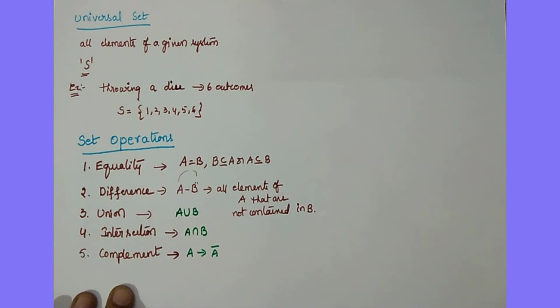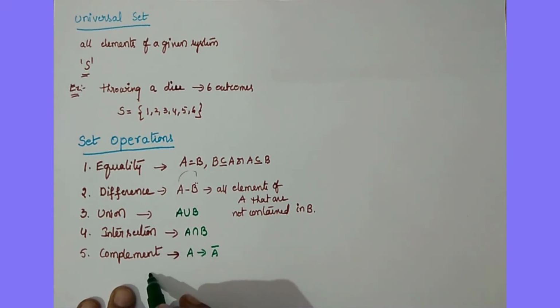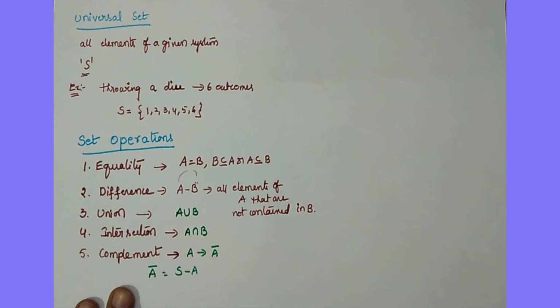Okay, complement means the set of all elements not in A. Then what is this "not in A"? While finding the complement, we must need the universal set. To get A bar, simply you have to go for S minus A. Then you're going to get the complement.